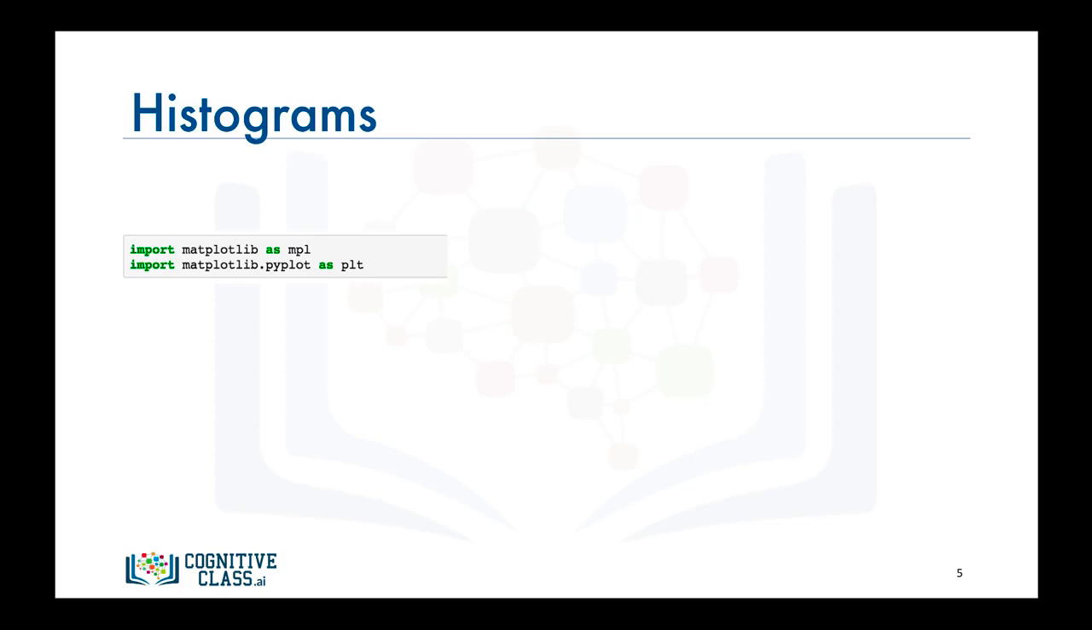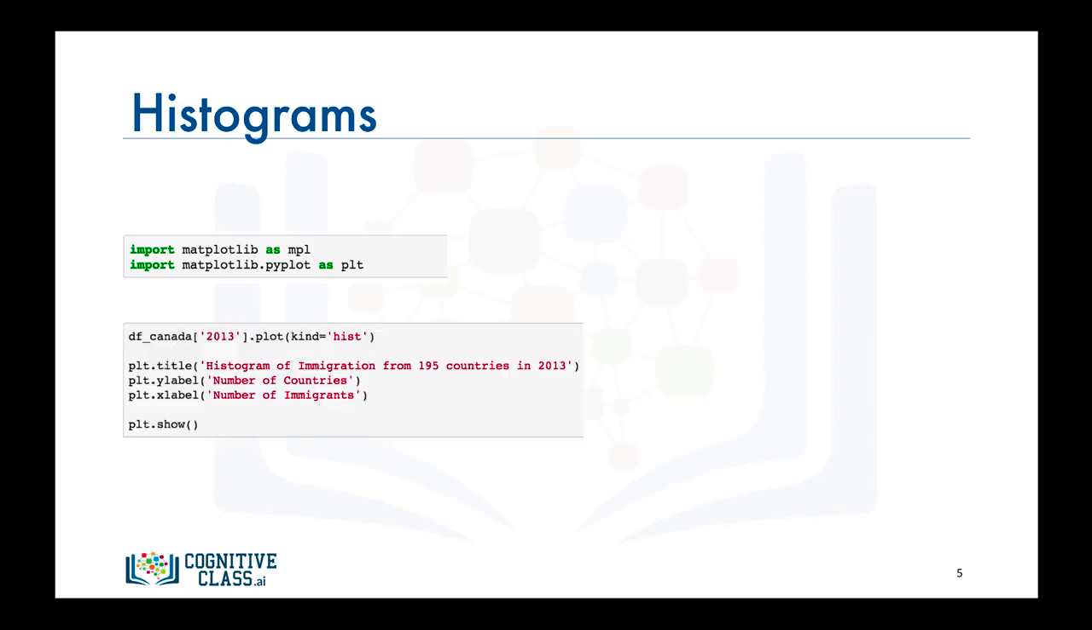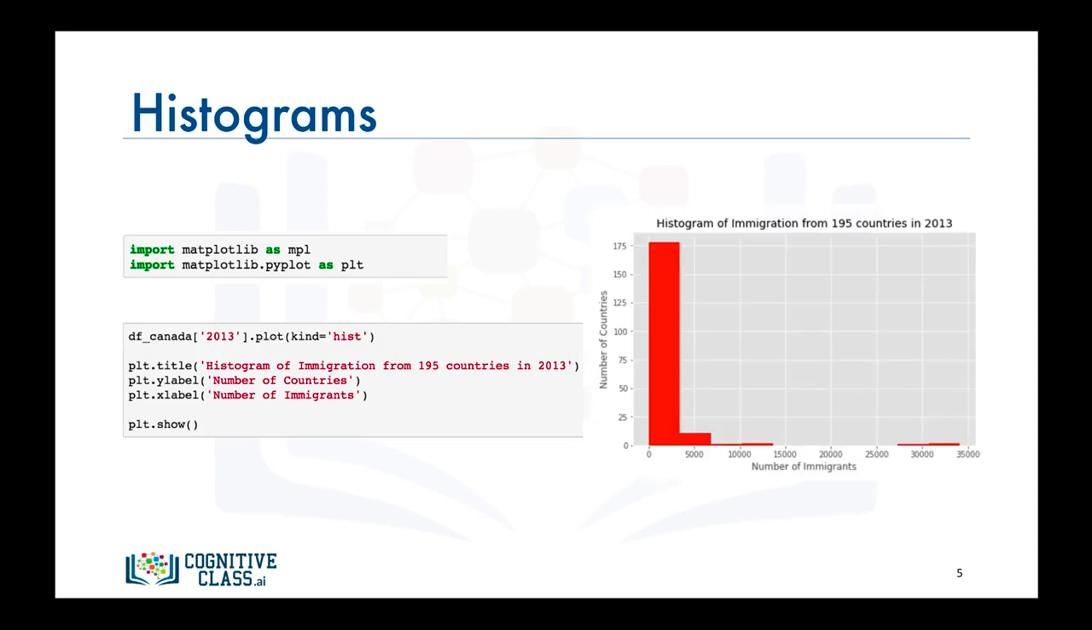First, we import Matplotlib as MPL and its scripting interface as PLT. Then we call the plot function on the data in column 2013, and we set kind equals hist to generate a histogram. Then to complete the figure, we give it a title and we label its axes. Finally, we call the show function to display the figure. And there you have it, a histogram that depicts the distribution of immigration to Canada in 2013.